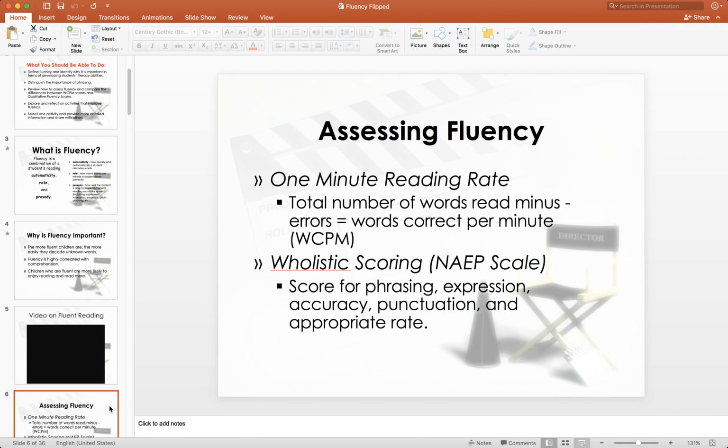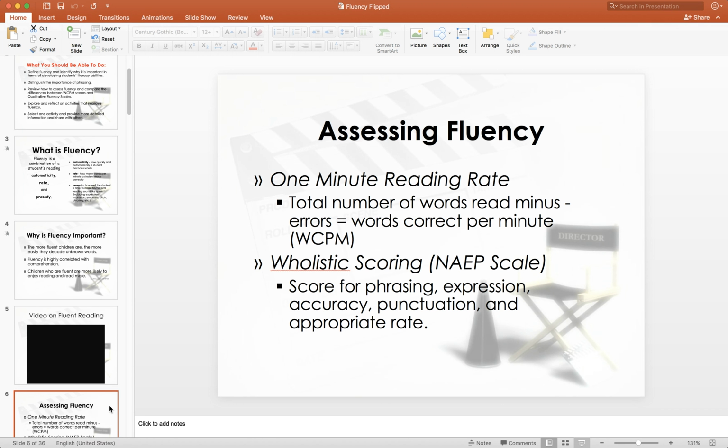But we can also formally assess fluency by giving students a book on their instructional level or on their independent level. And what we want to do is time them for 1 minute. And so when we time them for 1 minute, we would conduct a running record and identify the errors, and then we would calculate that. So we would take the total number of words read minus the errors, and that equals the words correct per minute.